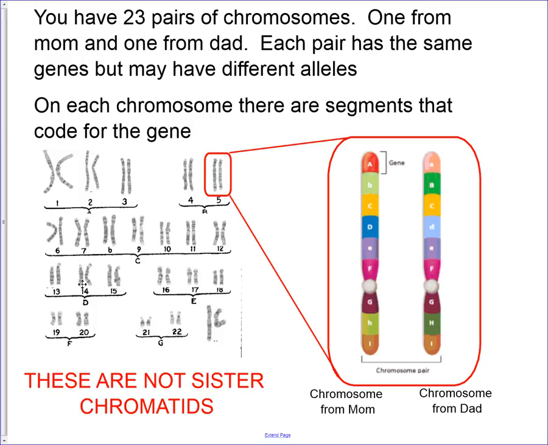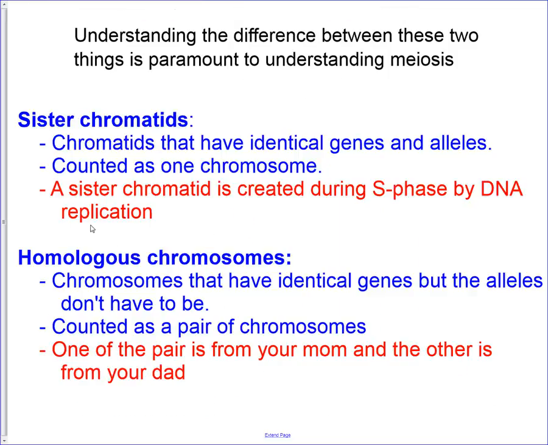One important thing to note is that these are not sister chromatids. Sister chromatids are exactly the same in every way, shape, and form. These are something known as homologous chromosomes. So again, sister chromatids are chromatids that have identical genes and alleles, but they're counted as one chromosome because they're the same thing. Homologous chromosomes are chromosomes that have identical genes, but the alleles may be different. That's because one of the chromosomes came from your mom and one of them came from your dad. And because these alleles are not identical, they're counted as a pair of chromosomes or as two chromosomes.